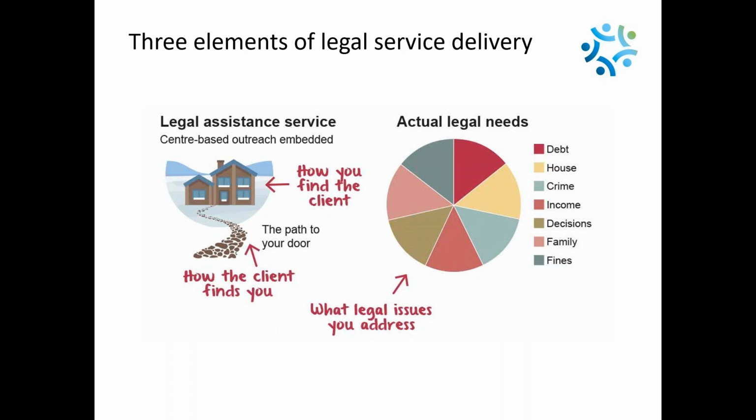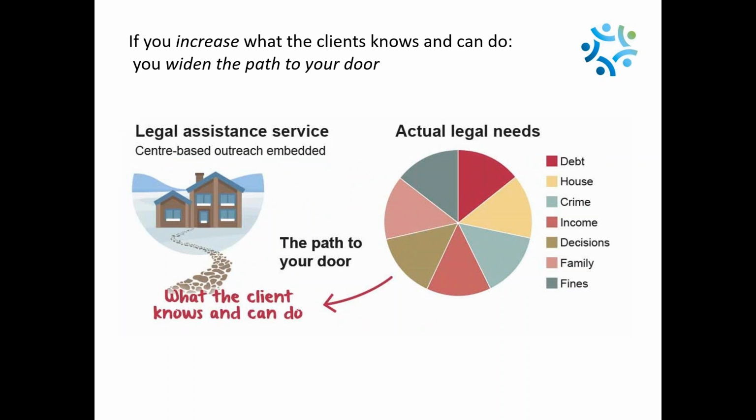Then there's, at the top left, how you find the client. So that's what we talked about before. Are you an outreach service or a centre-based service? But there's a third element, which is how the client finds you, how they find the path to your door. And that's what these resources are really on about. And our contention is that if you increase what the client knows and can do, then that's how you widen the path to your door.